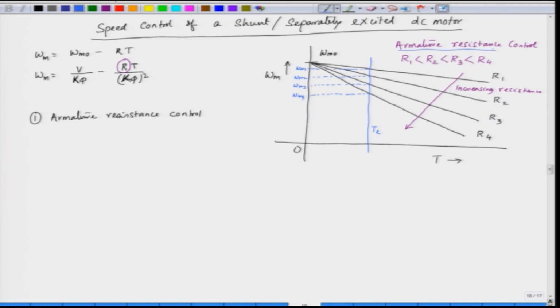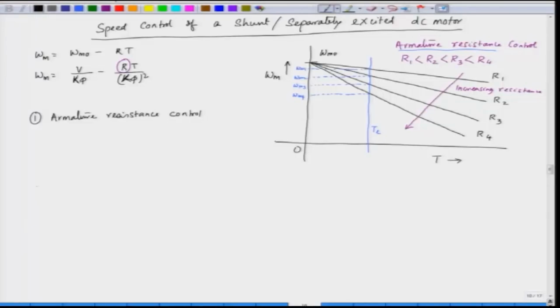Okay. But this is not a very efficient method, because we know that if we introduce armature resistance, there will be I square R loss. So, this is one of the ways. Let us see, do we have some other ways of speed control. The second method of speed control is armature voltage control.